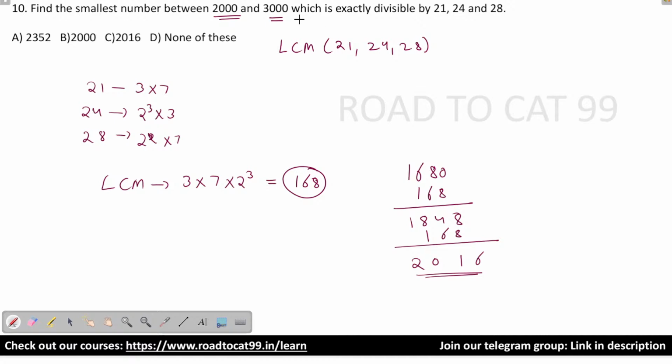So 2016, is it in the options? Yes, this is in the option, so C will be my correct answer. Understood? Any doubt so far?